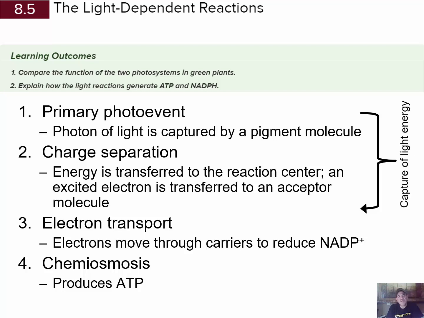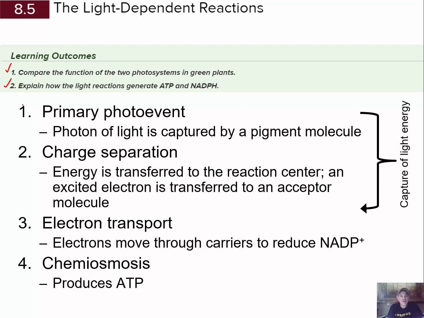Continuing with photosynthesis, this is section 8.5, which covers the light-dependent reactions. The learning outcomes for this section are 1, to compare the function of the two photosystems in green plants, and 2, to explain how light reactions generate ATP and NADPH.